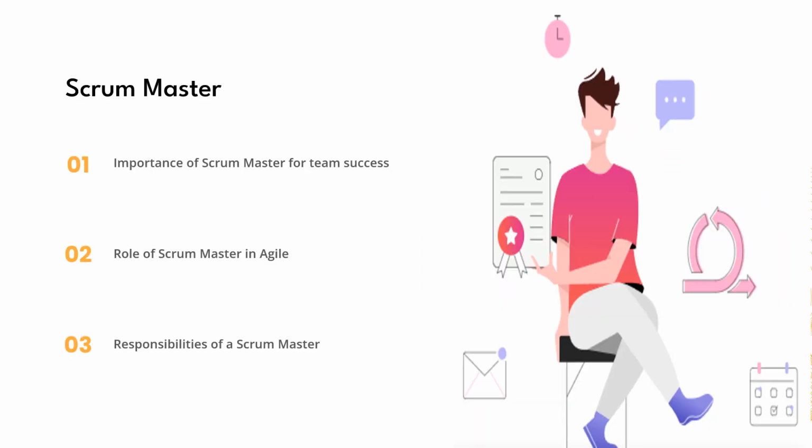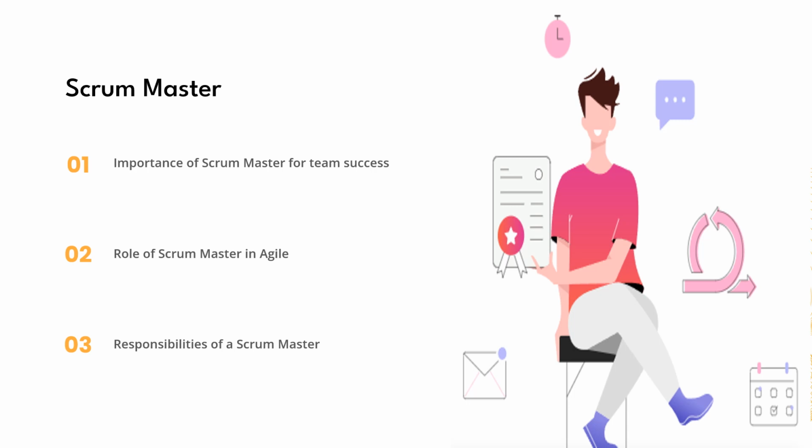Scrum Master in Agile is a role responsible for facilitating and ensuring the effective implementation of the Scrum framework within an Agile team. The Scrum Master serves as a servant leader, supporting the team in adhering to Agile principles and practices while removing any obstacles that might hinder progress. Here's an overview of the Scrum Master role.